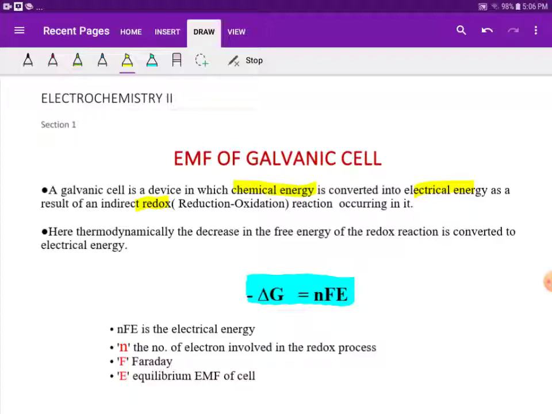Here, thermodynamically, the decrease in free energy of the redox reaction is converted to electrical energy, that is mathematically represented as minus delta G equals nFE, where nFE is the electrical energy, n the number of electrons involved in the redox process, F the Faraday, and E is the equilibrium EMF of the cell.